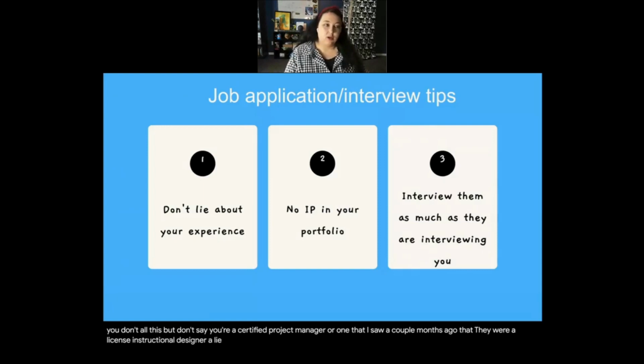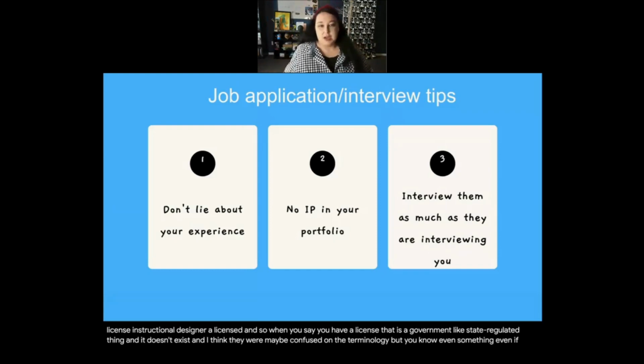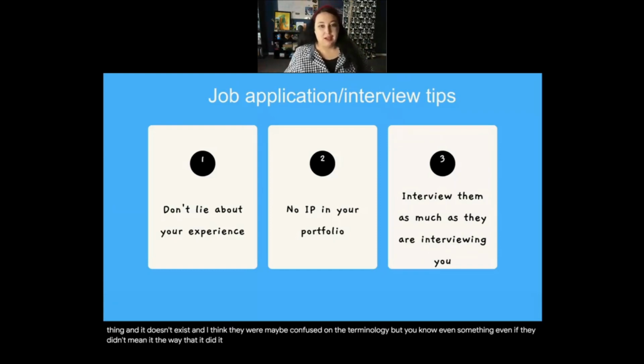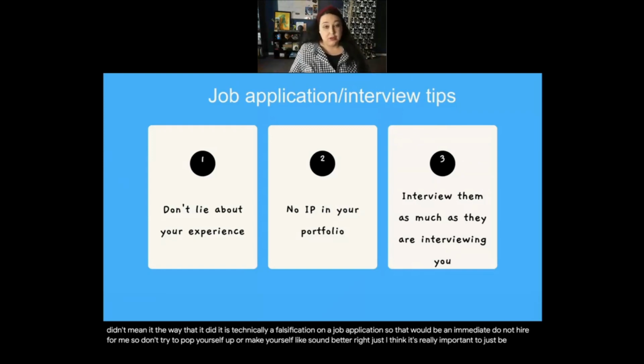A licensed. When you say you have a license, that is a government, state-regulated thing, and it doesn't exist. I think they were maybe confused on the terminology, but even if they didn't mean it the way that it read, it is technically a falsification on a job application. So that would be an immediate do not hire for me. So don't try to puff yourself up or make yourself sound better, right? I think it's really important to just be yourself, right?